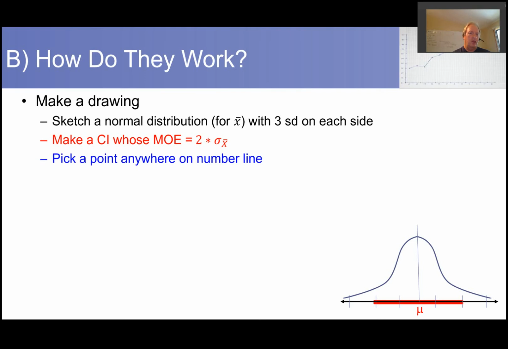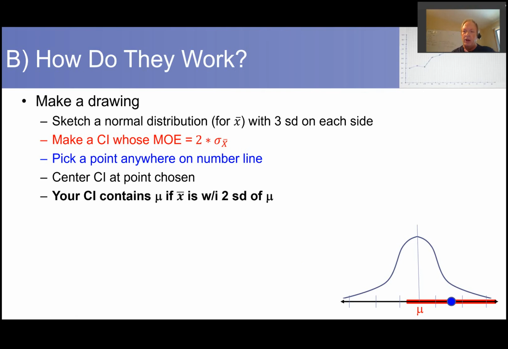And now what I want you to do is pick a point anywhere on the number line. So I'm just going to randomly pick some sample, and my sample mean would be here. And now I want you to center this confidence interval at the blue dot, at the point that was chosen. Okay. So this is the confidence interval that has a margin of error of 2 standard deviations.